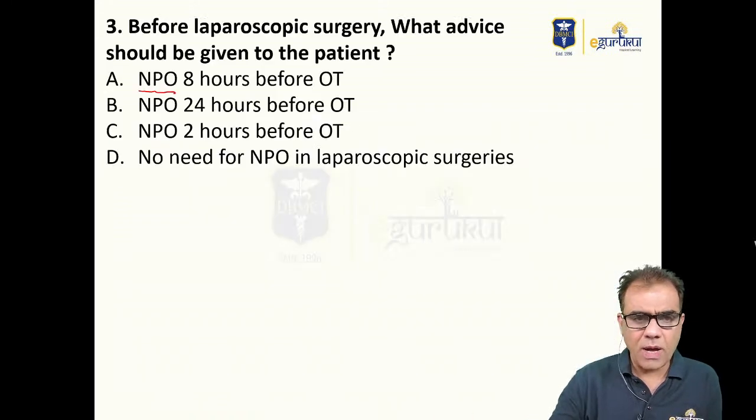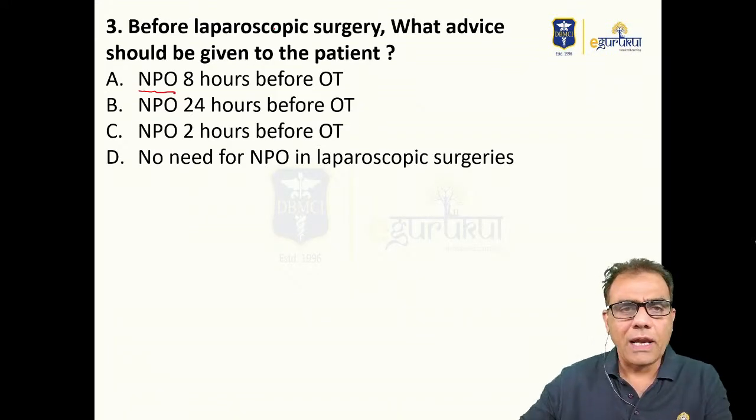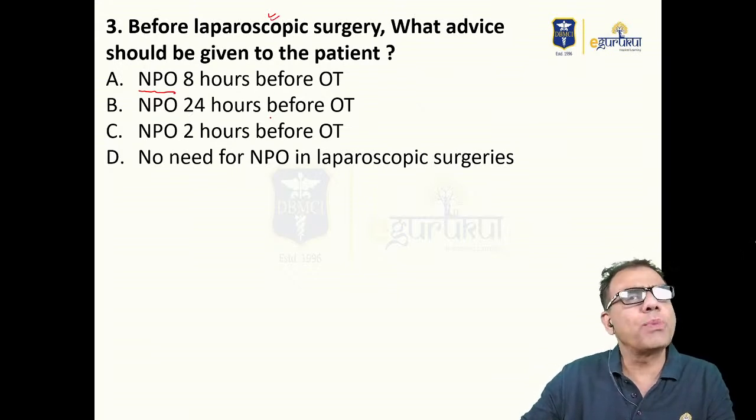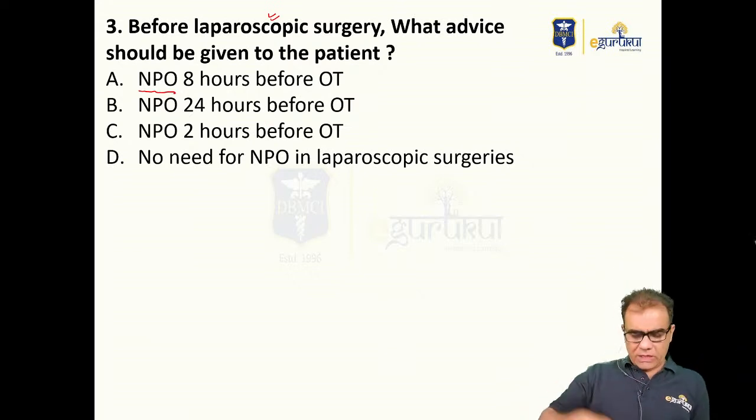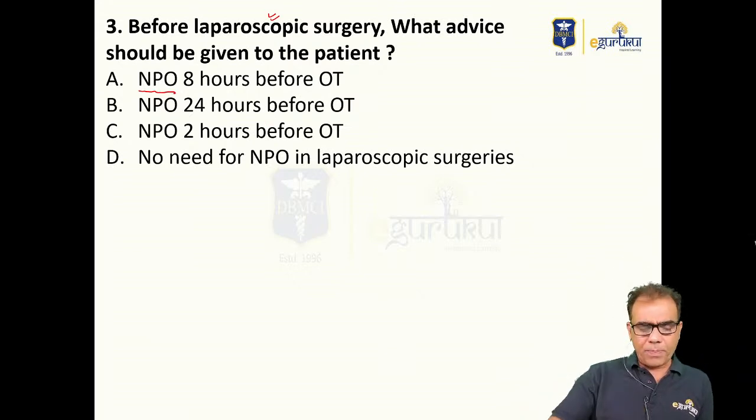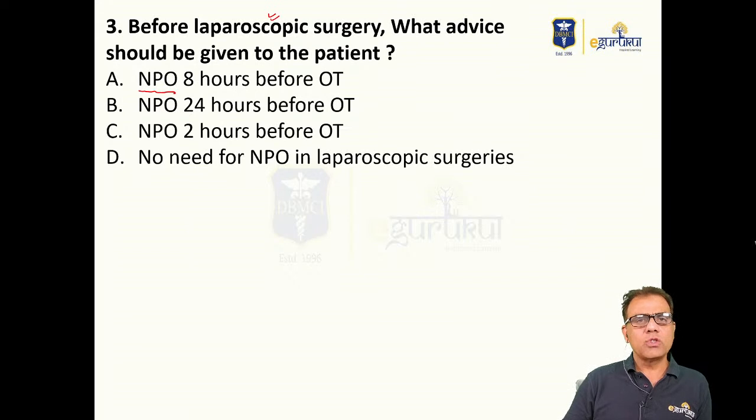Now let's go back to our question. Laparoscopic surgery is considered a high risk aspiration surgery. Why? Because during laparoscopy, increased intra-abdominal pressure will compress the stomach, which will lead to distortion of the gastroesophageal angle. So the LES, lower esophageal sphincter, becomes incompetent, increasing the risk of aspiration. So in laparoscopic surgery, NPO guidelines become very important.